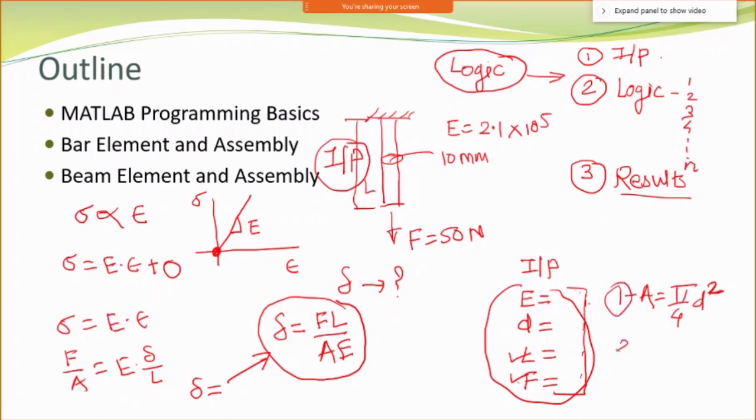Then the next task is to put delta is equal to FL by EA, and then determine it. This is the processing we got. This is the logic we got. And what is the output you are going to look at? You want to display the delta, that is my output.